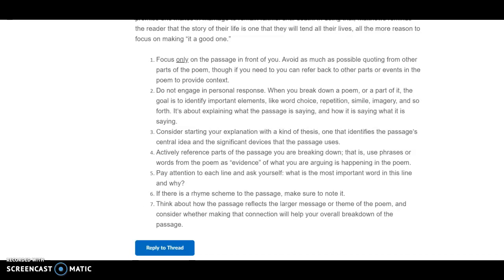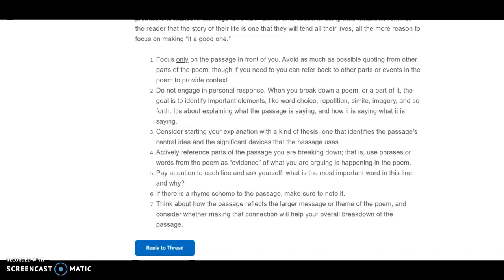So important elements like word choice, repetition, and so forth, I want to see you identifying those as you break down a passage, or in the case of our exam, an entire poem, and to focus on thematic concerns and the deeper meaning of the poem, and not necessarily connect it back to yourself. Because again, this is not a personal response. This is a close reading of a poem, and the larger idea is to show me that you know what literary devices are at work, what's important about how the poem has been arranged or put together, and of course to identify important themes or ideas.